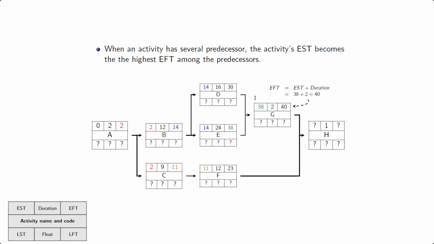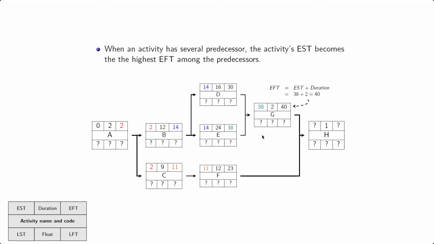So what do you do then? Well, you're still gonna look at the earliest finishing time, the top right corner of the predecessors, plural, but you can only choose one number, and the number you pick is gonna be the highest one. So the highest earliest finishing time among all of the immediate predecessors. So either 30 from D or 38 from E. Well, 38 is greater than 30, so we copy paste 38 over. And the earliest starting time here of 38 plus the duration of 2, well, that's going to be equal to an earliest finishing time of 40.